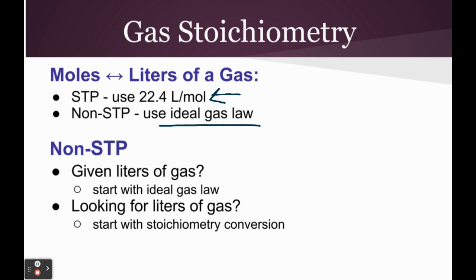When our conditions are not at STP, though, we're going to use the ideal gas law to solve these problems. So if we have non-STP conditions, and we're given liters of a gas, we're going to start with the ideal gas law. If we're looking for liters of a gas, we're going to start with a stoichiometry conversion.